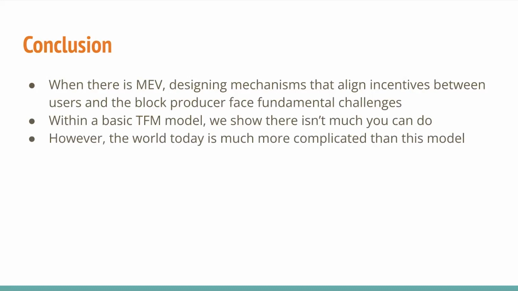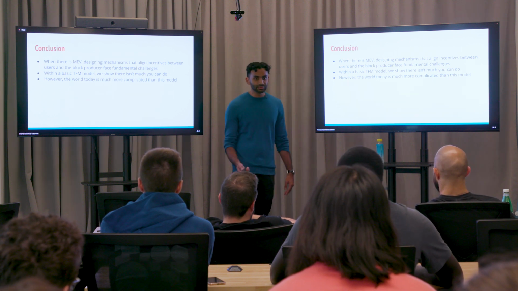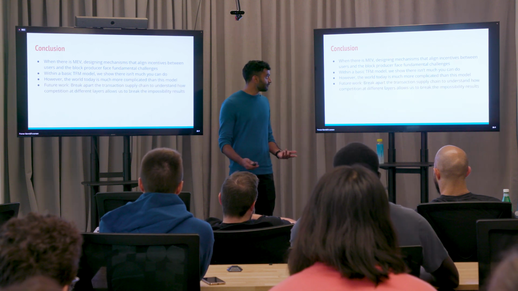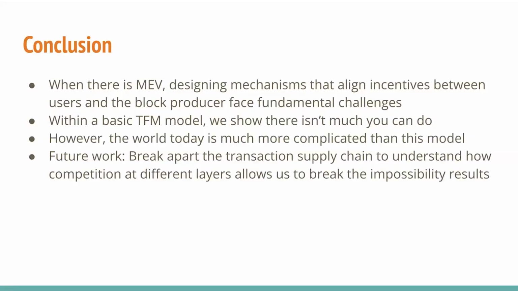But the upside is today's world is way more complicated than that simple TFM model. Today there are users who submit transactions and searchers who compete with them, and then there are builders, and then there are proposers. Getting back to the picture I showed earlier, this makes some of these impossibility results not as true in practice today. So it's an area of future work: can we break apart this transaction supply chain more formally and understand how competition at different layers, whether it's searchers or builders or whoever, can break through these impossibility results and get back to efficient mechanisms that align incentives?